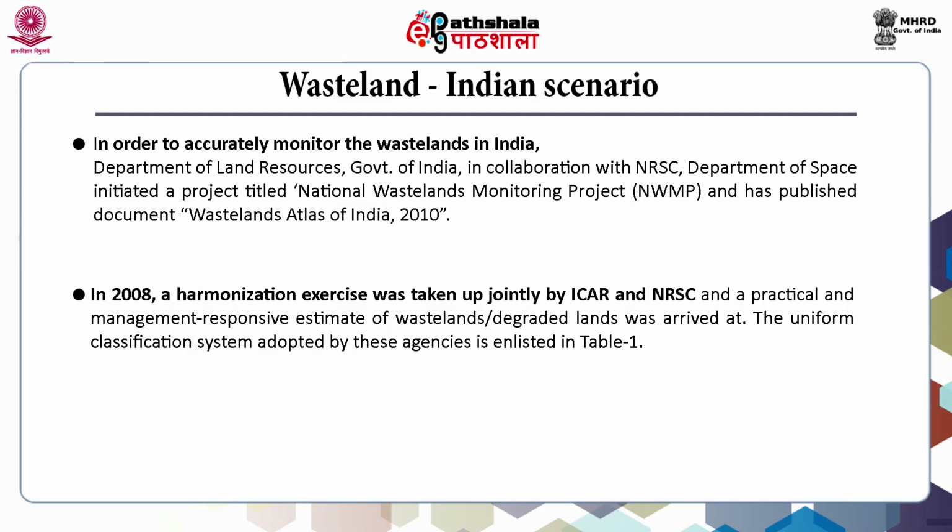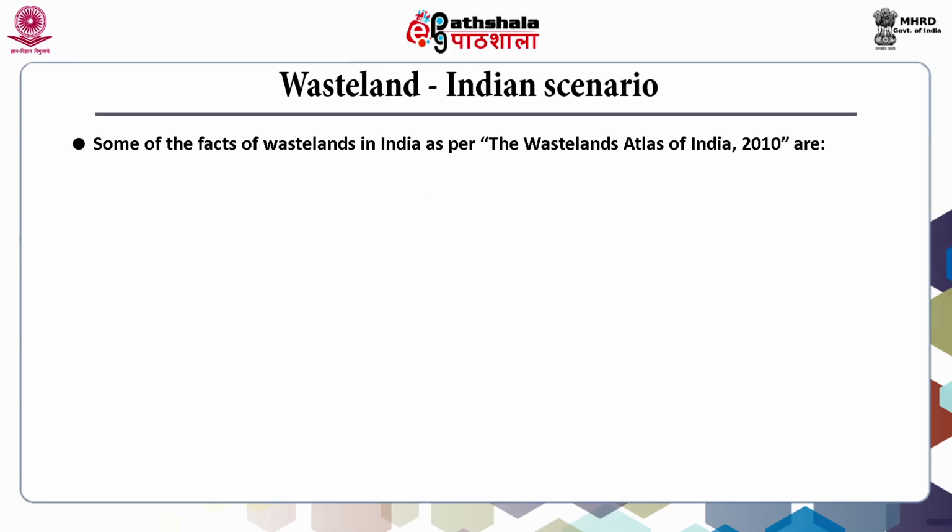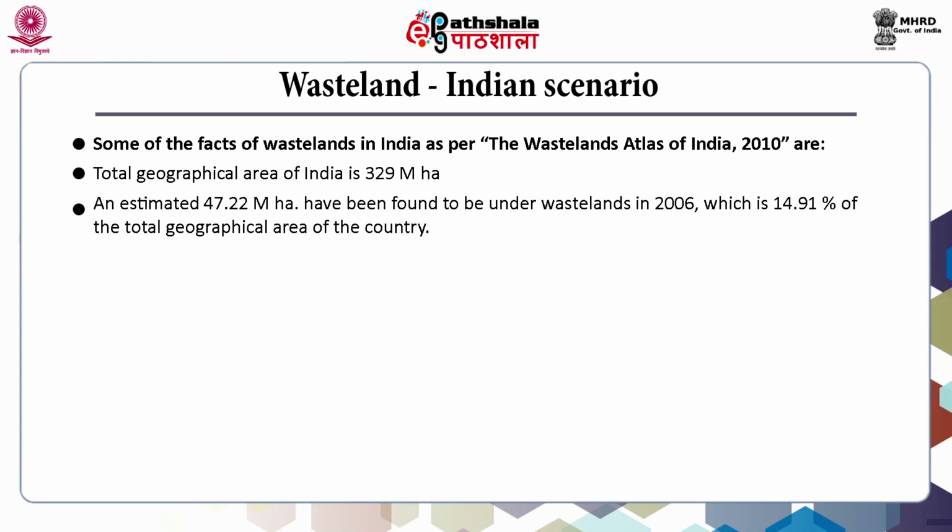The uniform classification has already been discussed in the previous table, that is table 1. Some of the facts of wasteland in India as per the Wastelands Atlas of India 2010 are: the total geographical area of India is 329 million hectare. An estimated 47.22 million hectare have been found to be under wastelands in 2006, which is 14.91% of the total geographical area of the country.